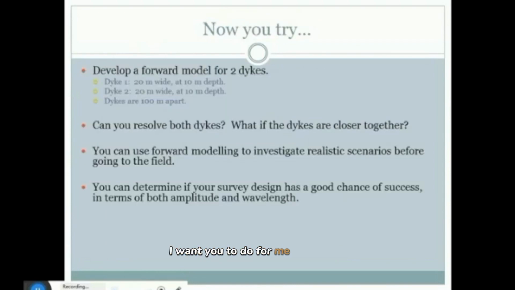And I want you to do for me two dikes that are 20 meters wide at a depth of 10 meters. They're both the same and they're 100 meters apart. Can you resolve both dikes? Can you see them? What happens if the dikes move closer together and you know what's going to happen?